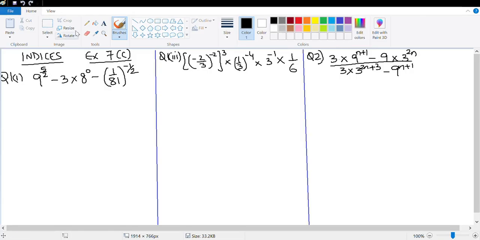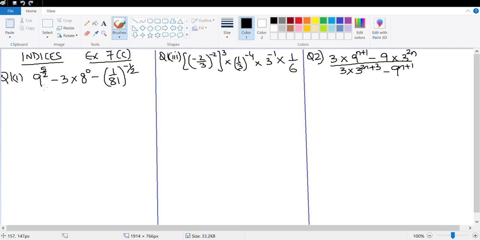Hi boys, let's move on to the last exercise, exercise 7C. So let's start with some questions. There are no new concepts. Similarly, basically a revision exercise where we use the properties learnt about indices and apply them. So let's look at question number 1.